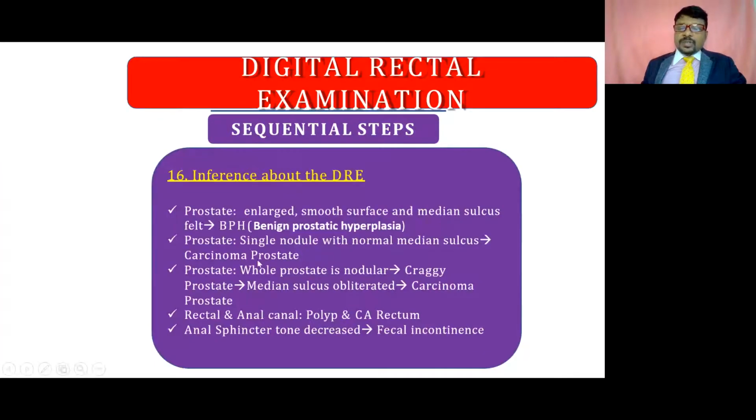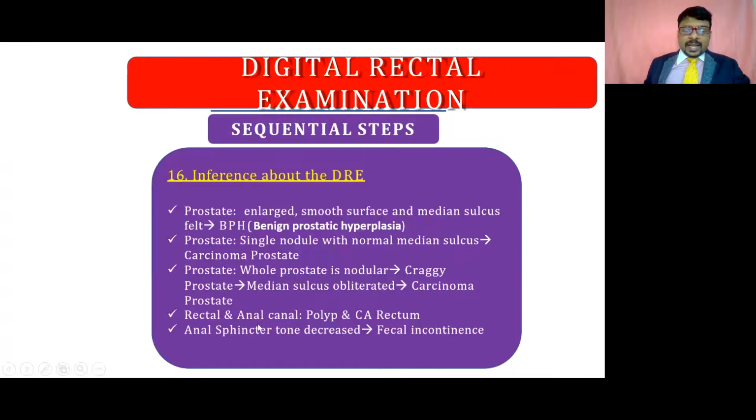So it indicates carcinoma of the prostate. A normal median sulcus with a single nodule may indicate prostate carcinoma. Also, if the whole prostate is nodular and craggy, or if the median sulcus is obliterated, it means carcinoma of the prostate.